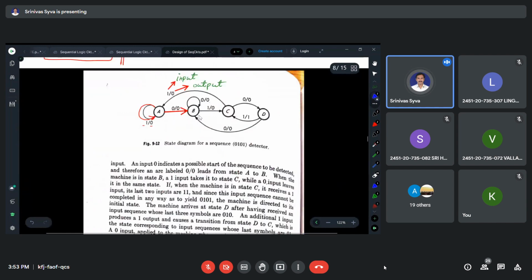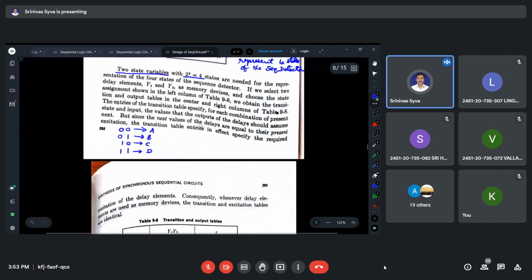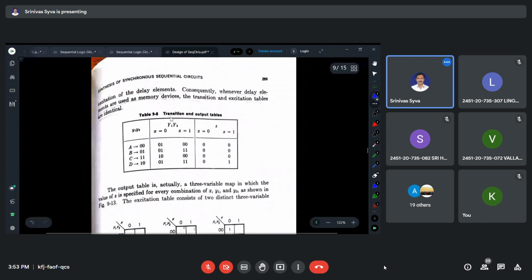So that is what is written here. From the state table we will draw the transition and output tables. So the states A, B, C, D are now represented by flip-flop states 0 0, 0 1, 1 1, 1 0. So we are assigning like this.